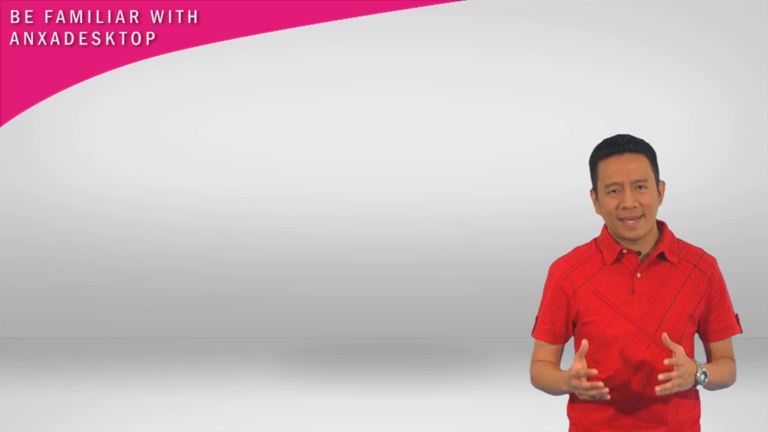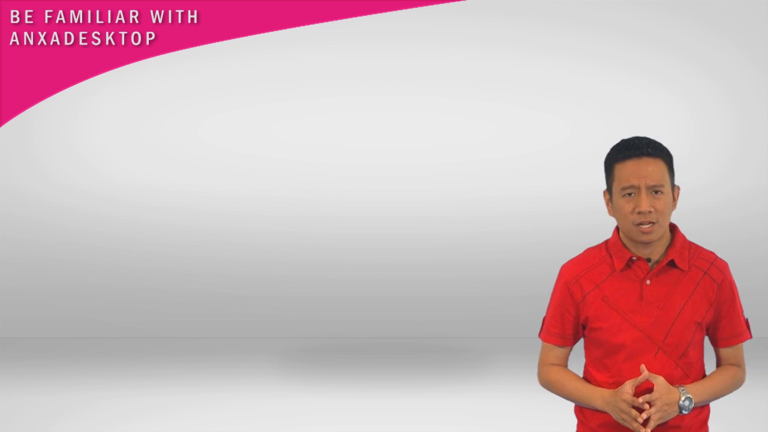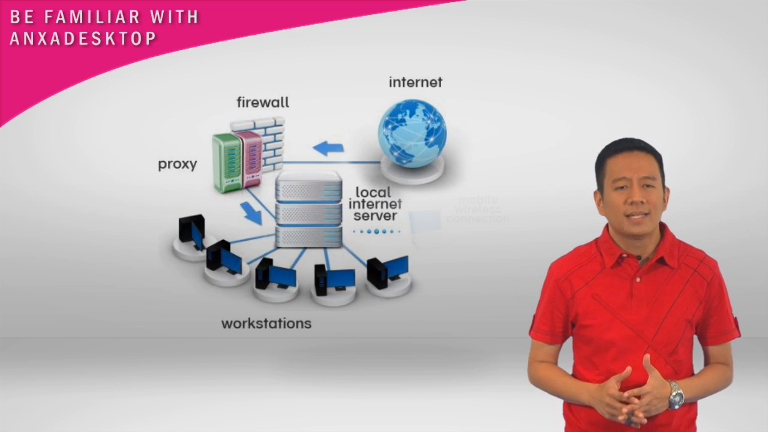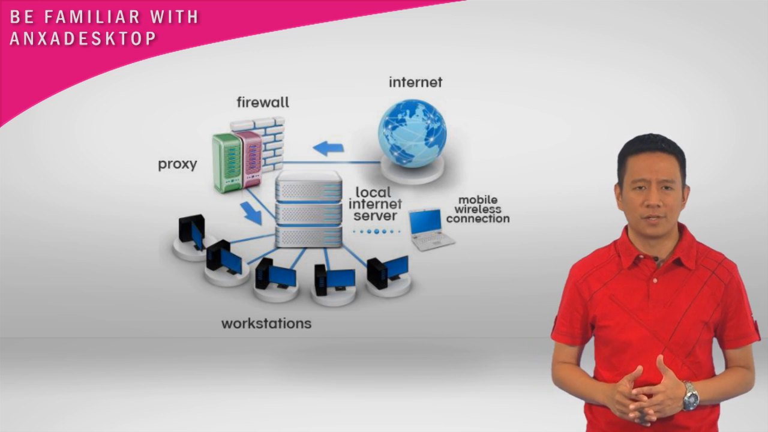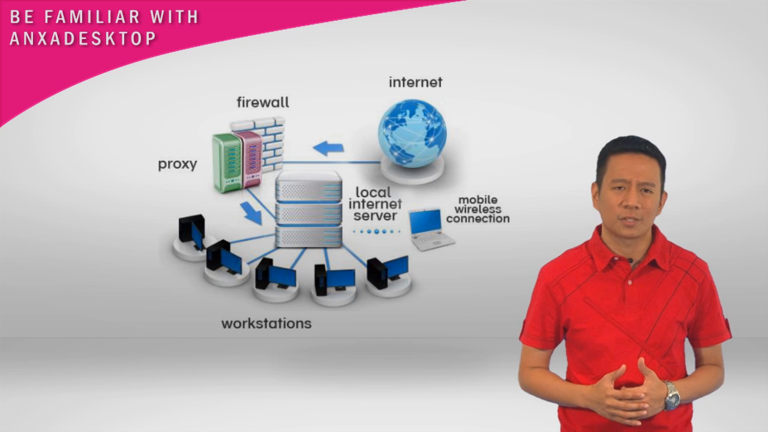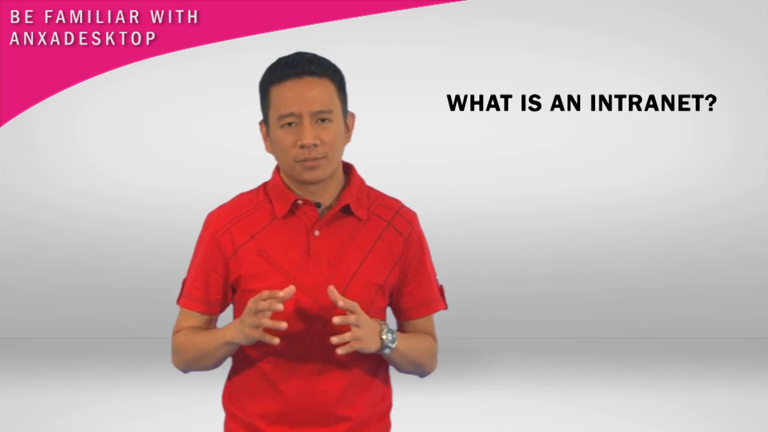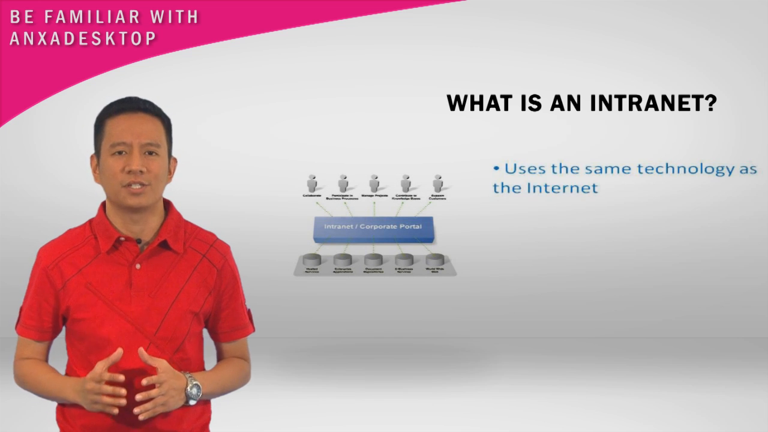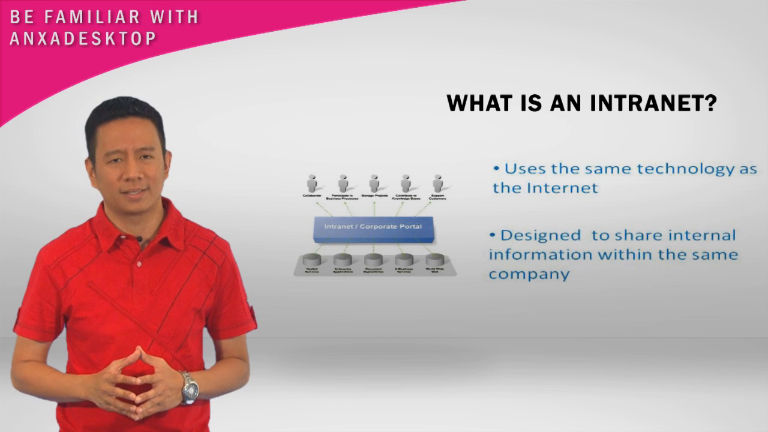Before we delve deeper into the Anxa Desktop, let's have a quick review of its technical framework. The central desktop is an example of an intranet, which is a private network of computers. As you can see in this diagram, local workstations are connected to the local intranet server. Laptops are also part of the network through mobile wireless connection. The intranet also uses the same technology as the internet. It is a restricted computer network designed to be used to share internal information within an organization. It is a private website which is secure, which enables employees to conduct internal business.